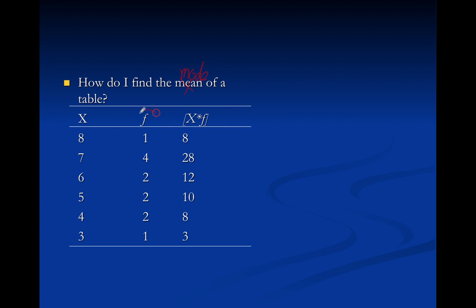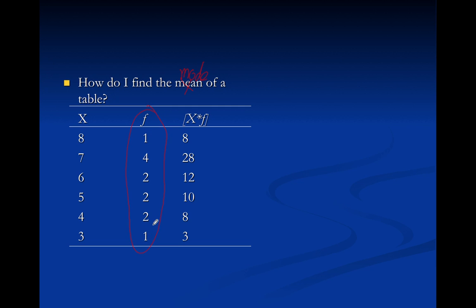Well, again, think about this aspect of the frequency. This column here is telling you how many times each value in my data set occurred. So here again, I know that these are the values that occurred: an 8, a 7, a 6, a 5, a 4, and a 3. And now I need to know how many times each of them occurred. So here in my data set, you'll notice that 8 occurred once, 7 4 times, 6 2 times, 5 2 times, 4 2 times, and 3 1 time.